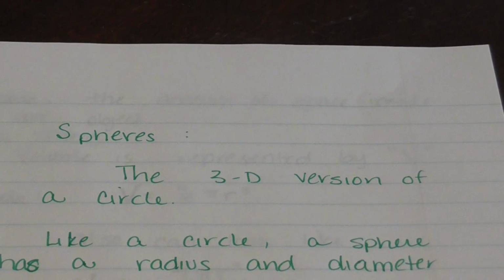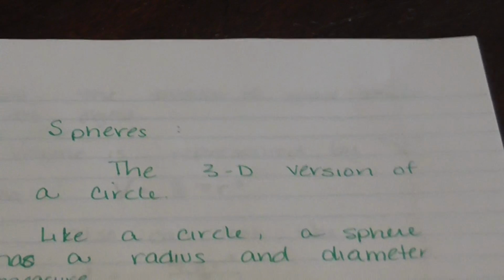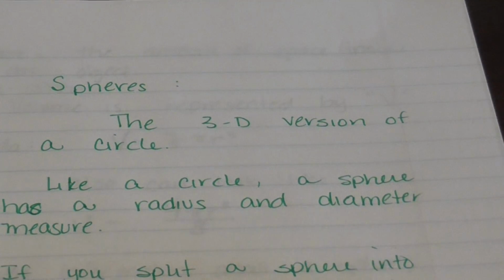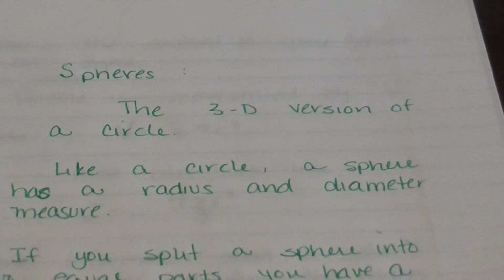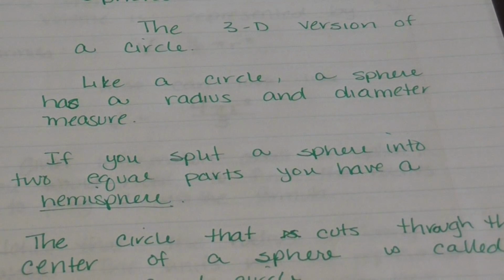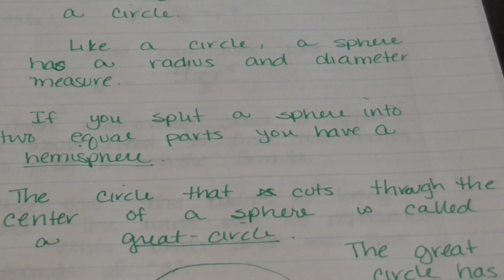The next thing that we're going to be talking about is spheres. A sphere is just basically a 3D version of a circle. So, like a circle, a sphere has a radius and diameter measure. If you split the sphere into two equal parts, you have a hemisphere. And the circle that cuts through the center of a sphere is called the great circle.